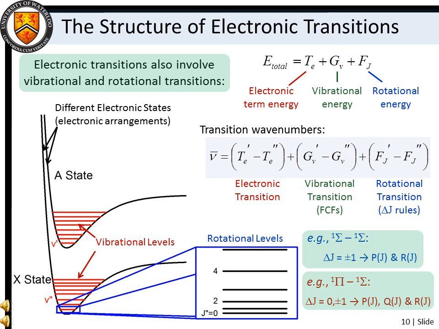Rovibronic transitions are simply the change in electronic energy plus the change in vibrational energy plus the change in rotational energy, and transitions are subject to the combined selection rules. Note that for electronic transitions, it is common to observe a change in orbital angular momentum. In these cases, the regular delta J equals plus or minus 1 selection rule must be amended to delta J equals 0, plus or minus 1. Thus, Q branches may be observed in addition to the P and R rotational branches.